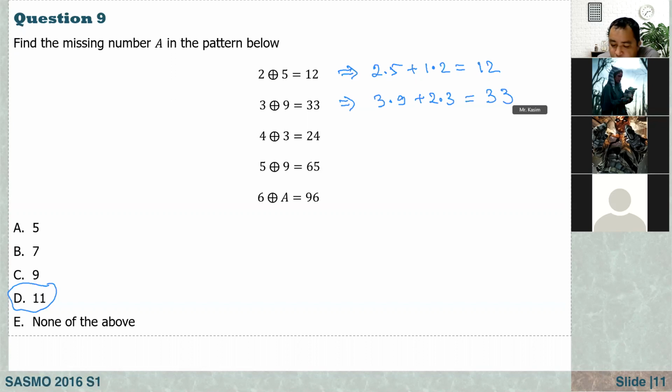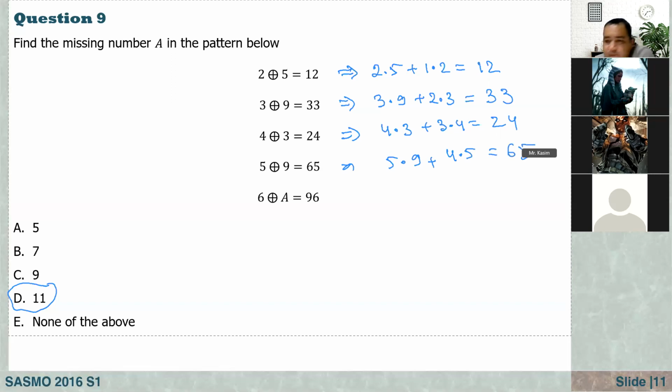And the next one, 4 times 3 plus 12. 12 plus what number is 24? That is 12, right? So 12, I can write it as 3 times 4 equals 24. And next one, it is 5 times 9 plus, and 45. 45 plus what number? 65. That is 4 times 5. That is 65. Now, Ilknur, can you see the pattern here?